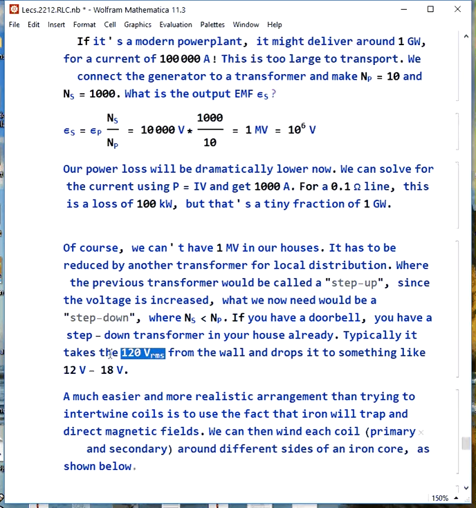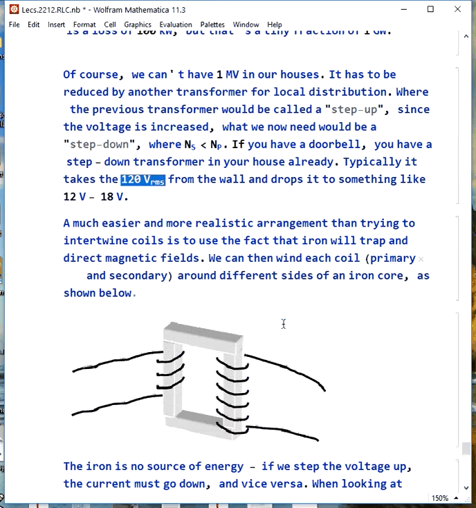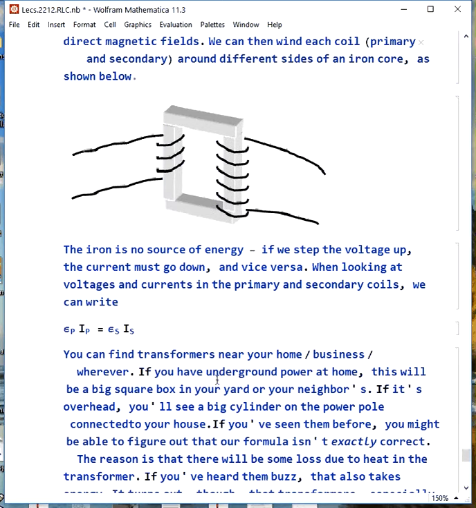Now you might wonder, how does this coil winding thing work? It's going to be pretty hard to wind two of them to take up practically the same space. It turns out iron will direct and trap magnetic fields, so what we can do is just wrap. This would be our primary, this would be our secondary. We have more turns on one than the other, and this is just an iron core, this simple thing. However, the iron isn't a source of energy. If we step the voltage up, the current has to go down and vice versa. So what we could say when we look at voltages and currents in the primary and secondary coils is EP times IP has to be equal to ES times IS.